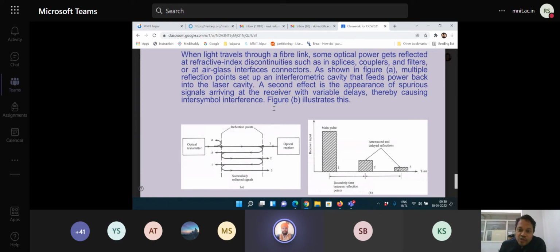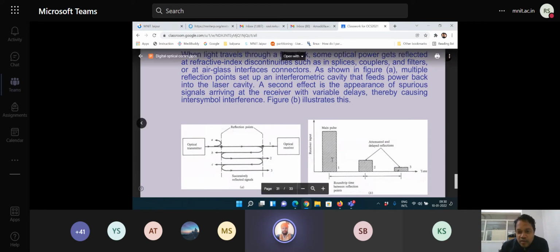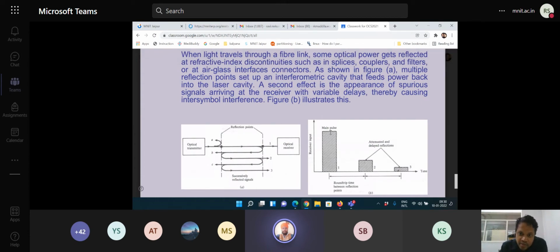So this Fresnel reflection can cause multiple reflections. So here at the right side you can see you have a main pulse, and this main pulse is reflected, and this is again reflected at this end, and you get it after some time as indicated by 2.